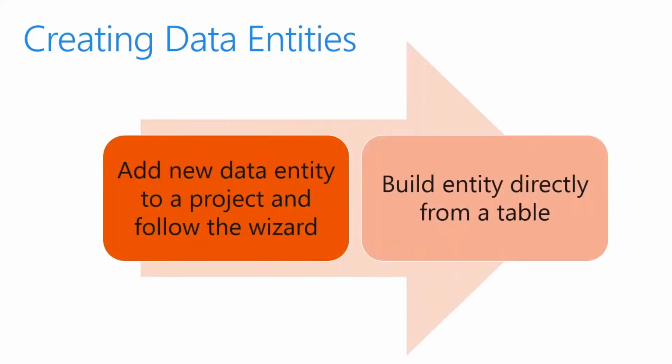Data entities can be added to a project just like any other element. When you initially add it, the data wizard will guide you through the process of adding and configuring the data entity. At completion, Visual Studio will create a data entity along with an optional staging table. You can also right-click a table in the Designer in Visual Studio and choose Add-ins and create a data entity. Let's take a look in Visual Studio.